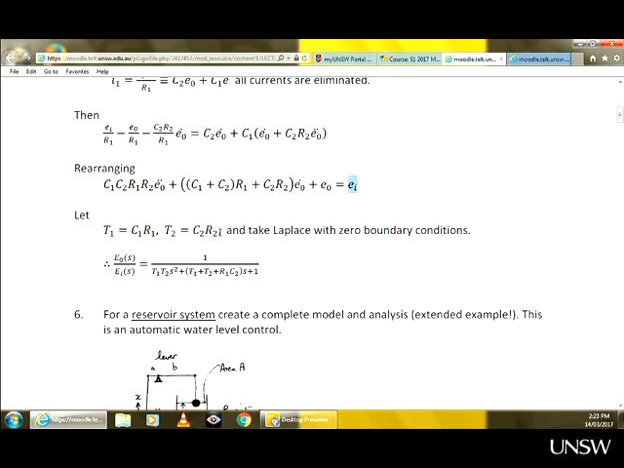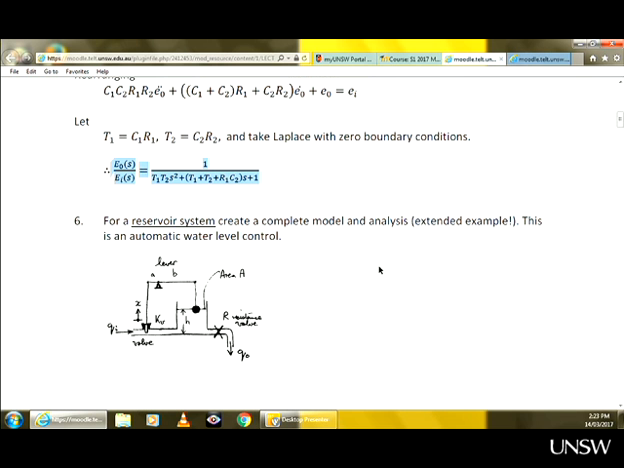Maybe you can introduce some simplifications. C1R1, let's call it T1. C2R2, we can call T2. So here we are going to have T1, T2. Here we are going to have T1 plus T2 plus C1, sorry, R1, C2. So this term we haven't defined. And this represents the transfer function of that particular circuit.